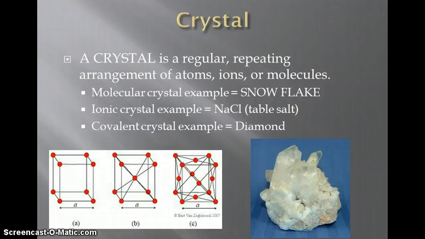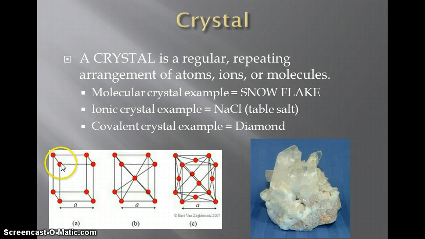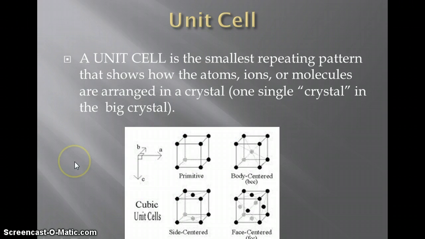In your notes, I want you to draw an example of a crystal, and what I want you to draw is something that looks like this. Don't draw the big chunk of rock. I want you to draw one of these more structurally drawn examples. You can just draw this easy one right here. This is giving you an example of a cubic crystal unit. You can just draw the circles and the lines in between, because this would be one unit cell of a crystal. The unit cell is the smallest repeating pattern that shows how atoms, ions, or molecules are arranged in a crystal. So one single unit in the entirety of the big crystal.